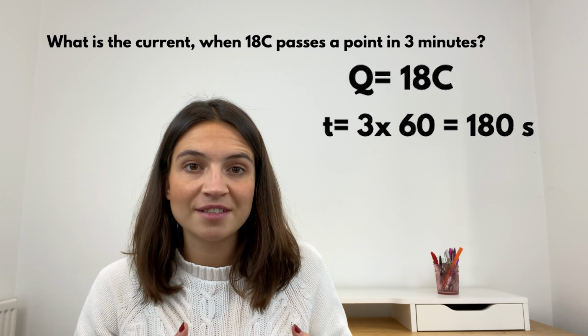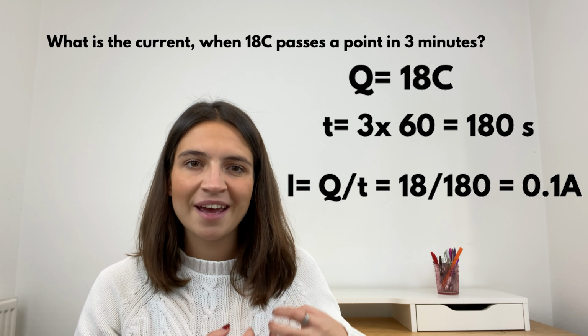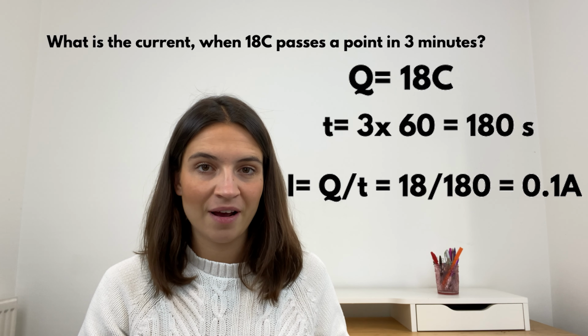Therefore, my current, I, is going to be my charge divided by my time. 18 over 180 is 0.1 amps.